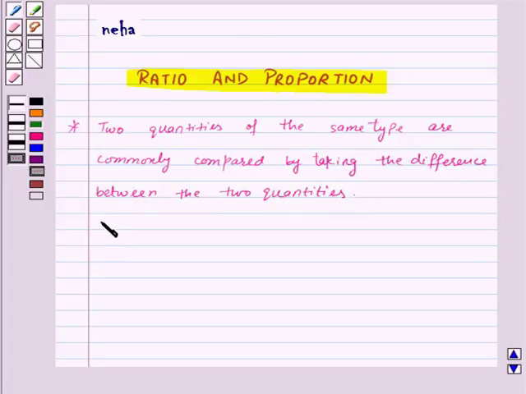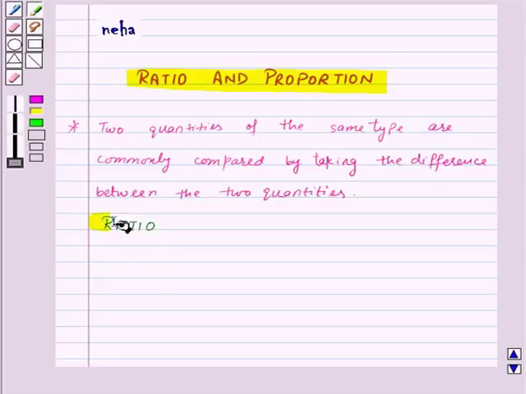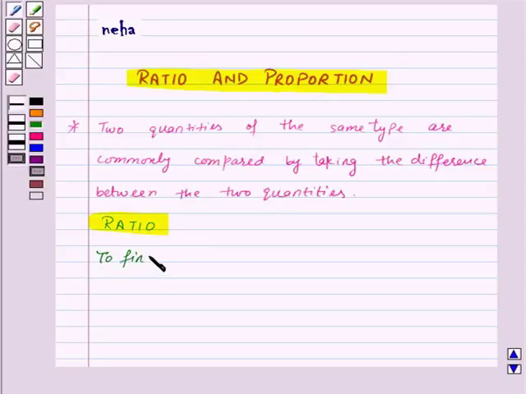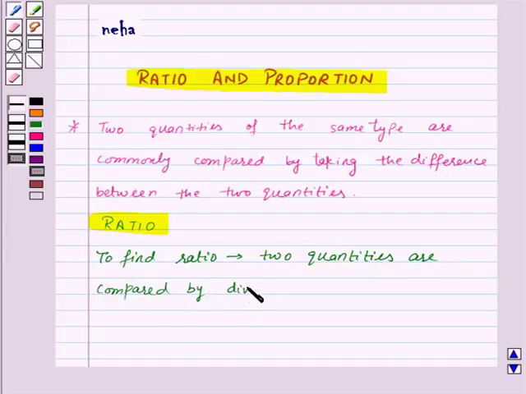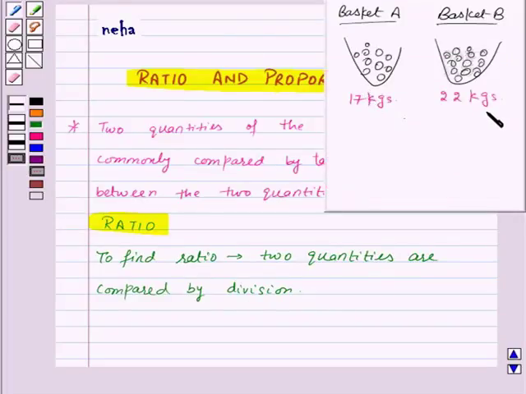Now let's learn how to compare the two quantities using the concept of ratio. To find the ratio of two quantities, the two quantities are compared by division. Let us take the same example. The weight of basket A is 17 kgs and weight of basket B is 22 kgs.